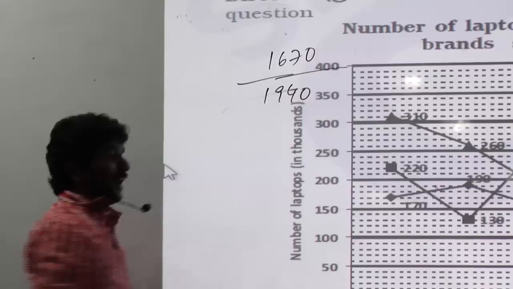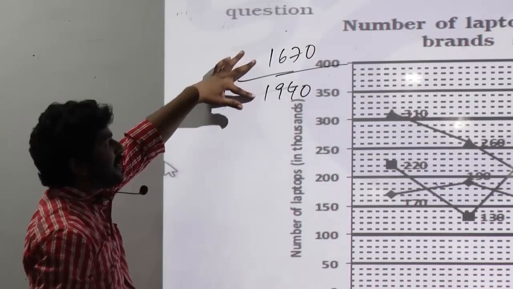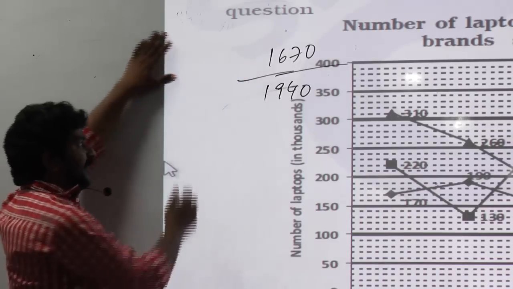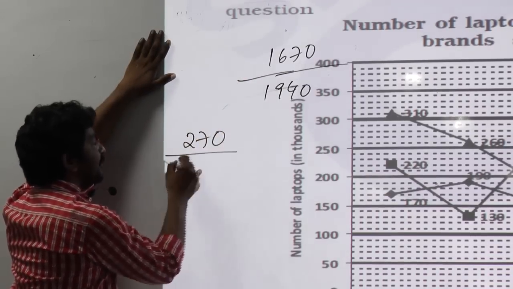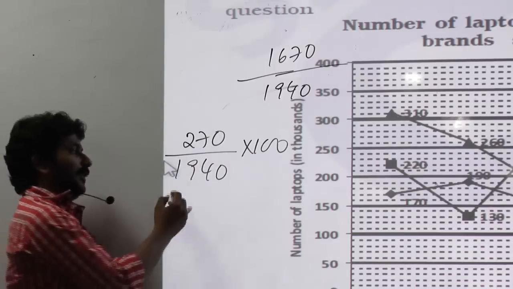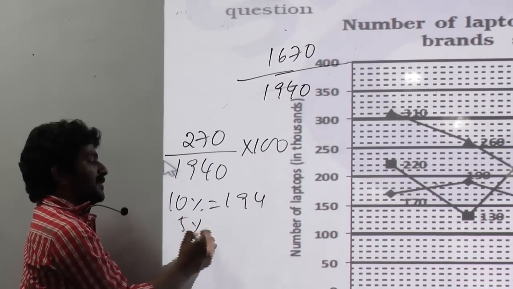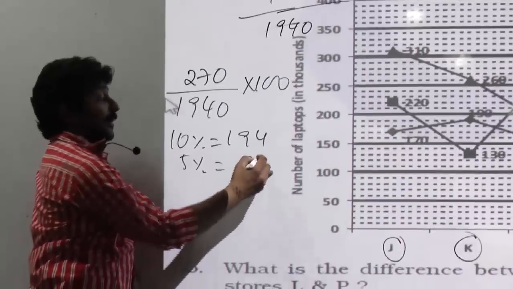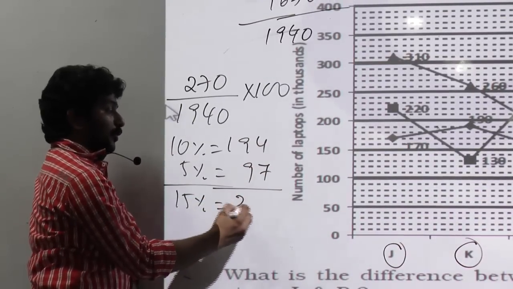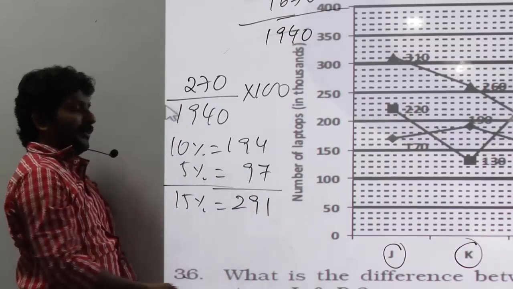1670. You're asked about percentage. How much percent less? 1670 is how much less than 1940? 270. 270 less, that of 1940. Percentage, right? So into 100. Now 10%, 194. 5%, 97. So 15% is equal to 291. But you have 270 here.